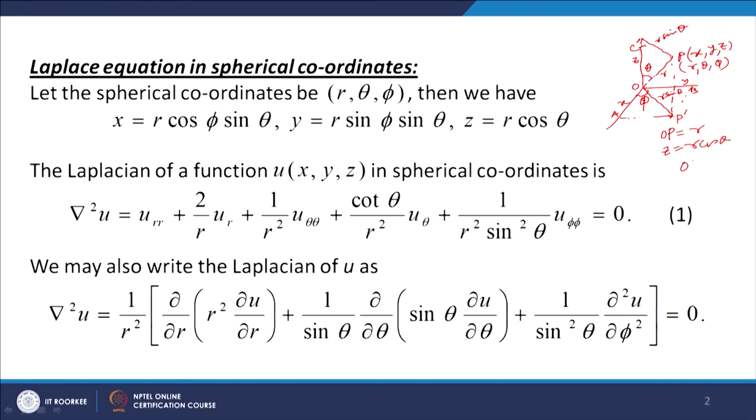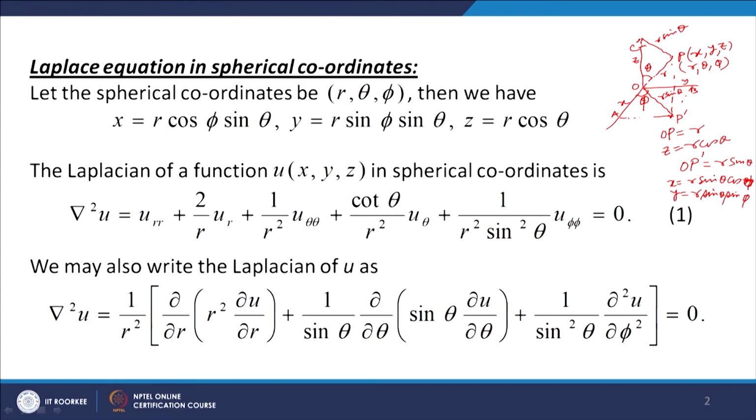So, OP dash is r sin theta, and therefore, the components of OP dash along x and y axis are r sin theta cos phi and r sin theta sin phi. So, x is r sin theta cos phi, y is r sin theta sin phi, and then z is r cos theta.